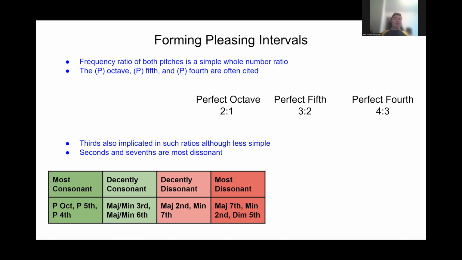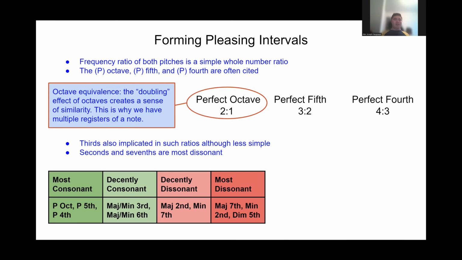Remember that thing about notes that are an octave apart being the same note? Why do they sound similar if their frequency isn't the same? Well, it's because we have to double the frequency to get to the next octave. This doubling effect creates a sense of similarity. And this is why we can have multiple registers of the same note. This phenomenon is also known as octave equivalence.